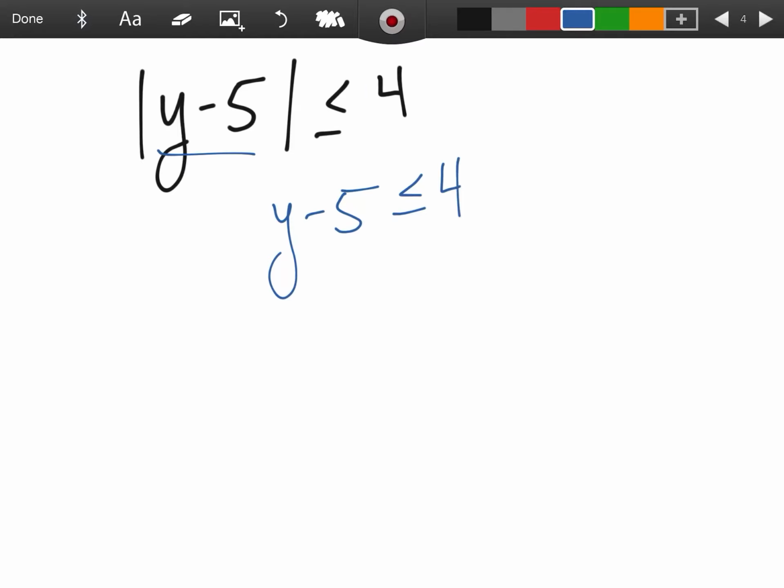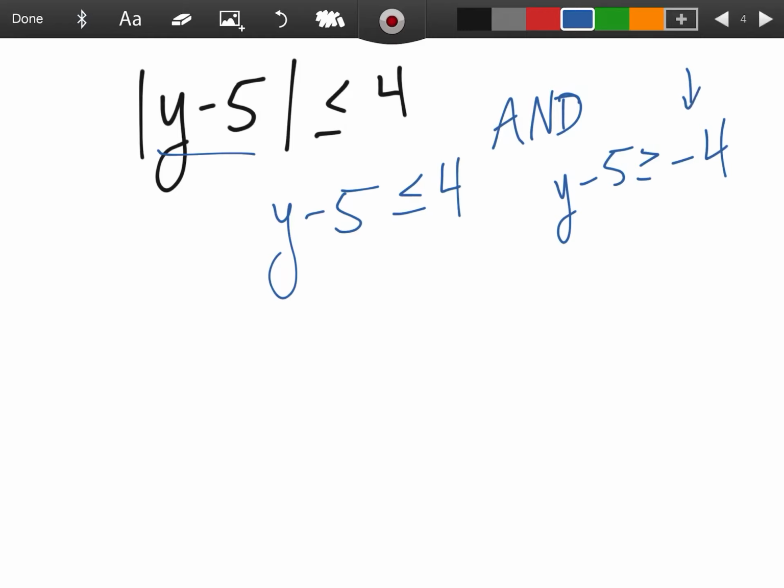Now it's a less than, which means we are going to use an and. Okay, it's going to be an and statement. And then we're going to do the opposite. We say and y minus 5 must be greater than or equal to a negative 4. So I flip the sign and make this positive 4 into a negative 4.